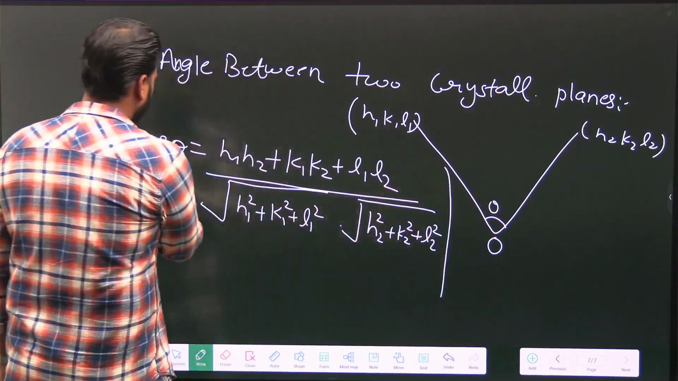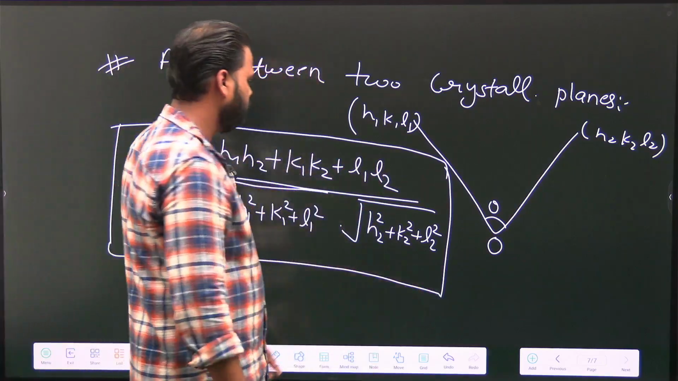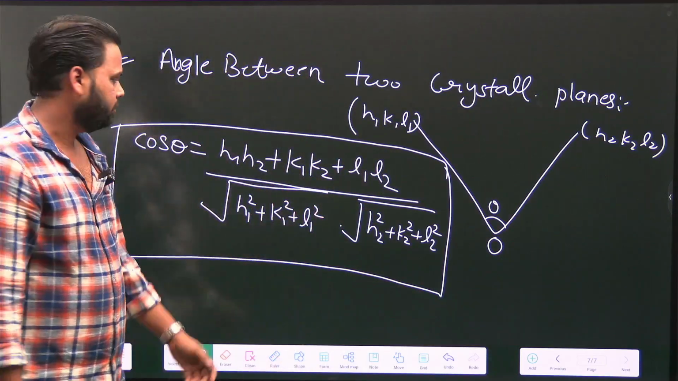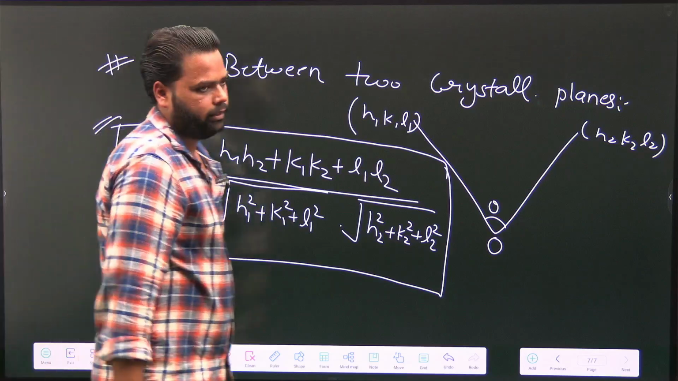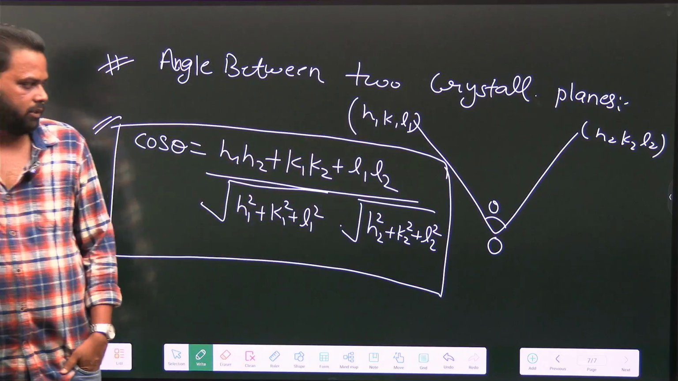Okay, this will be the relation. It means if you have to find the angle between two planes, you can directly use this relation. This is quite important. One or two times a question has come from it, so you can get the question from this concept also.